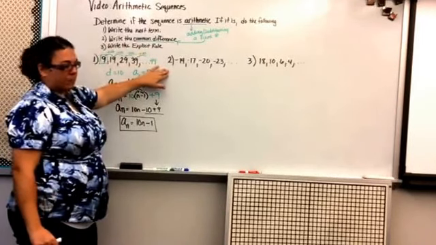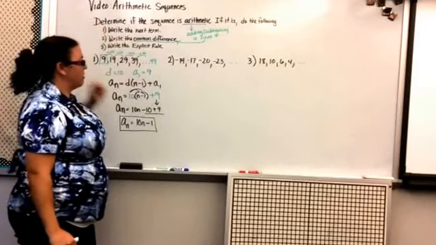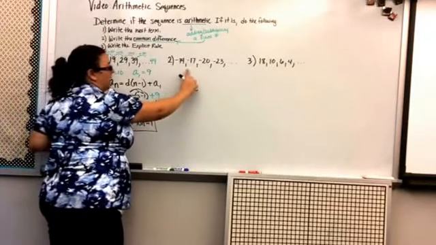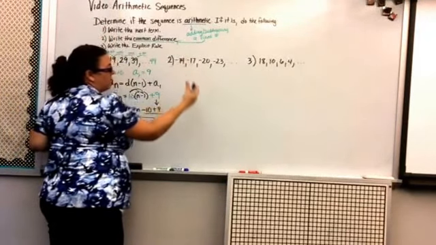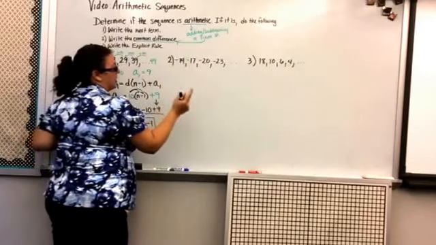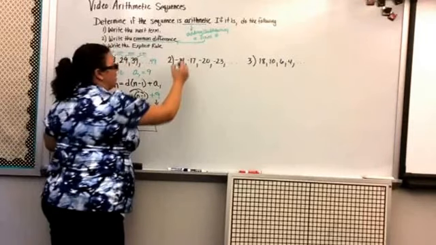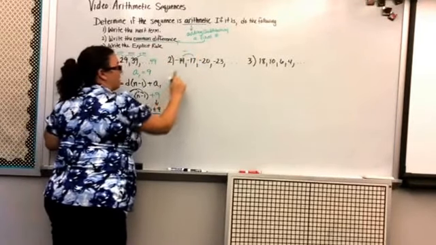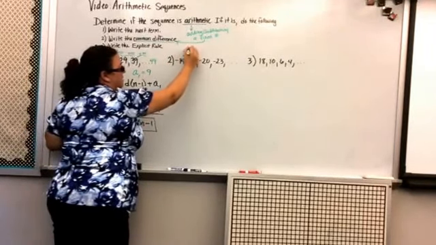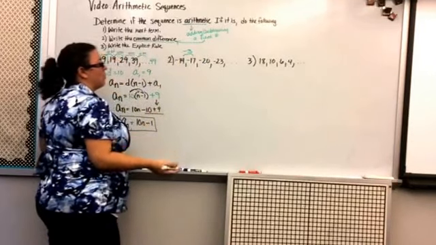Okay, number 2. Again, let's go back to determine if it's arithmetic. I notice that the numbers are getting bigger, but they're actually negative, so that really means they're getting smaller. How much are they getting smaller by? What's happening each time? Because they're getting smaller, I know it's subtraction. And if I look from 14 to 17, it's going down by 3 because it's getting more and more negative.